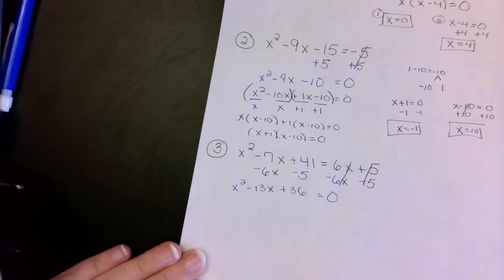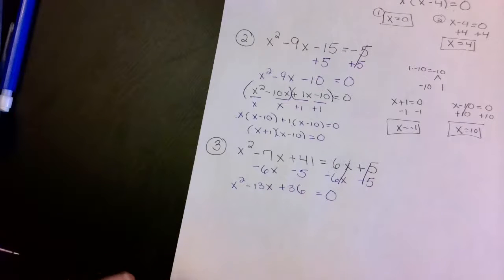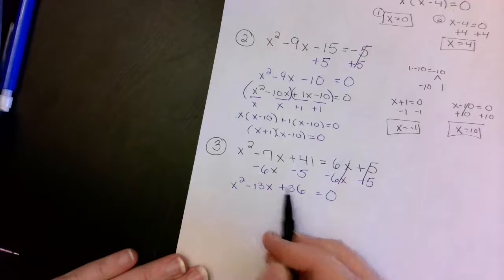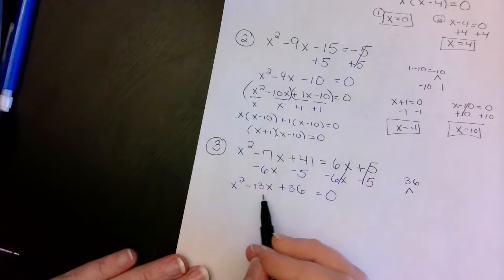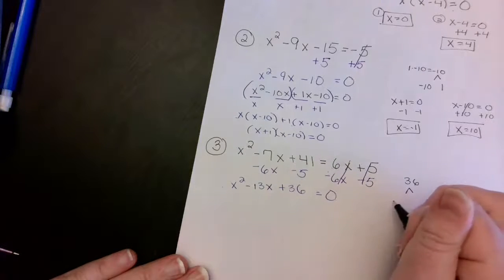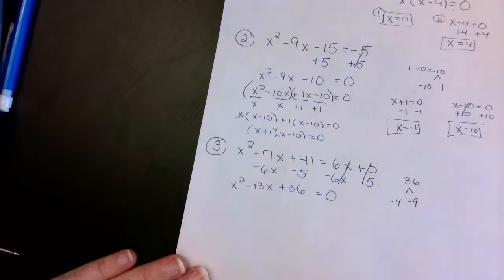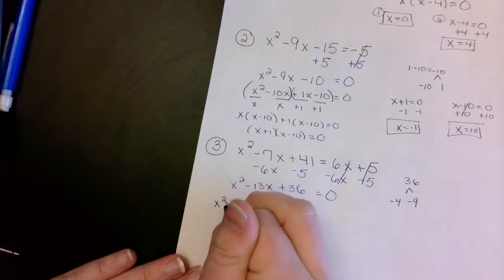Okay, if you want to take a second to try factoring it by yourself and then sign back on. 1 times 36 is 36. Two factors that multiply to 36 but add to negative 13 are negative 4 and negative 9. Rewrite it.